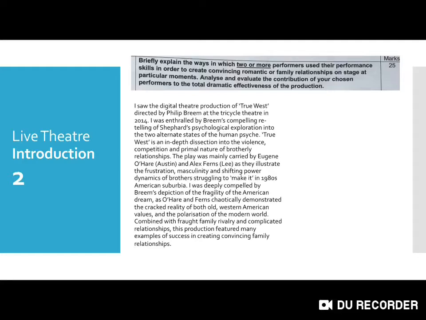I was deeply compelled by Bream's depiction of the fragility of the American dream, as O'Hare and Ferns chaotically demonstrated the cracked reality of both old Western values and the polarisation of the modern world. Combined with fraught family rivalry and complicated relationships, this production featured many examples of success in creating convincing family relationships.